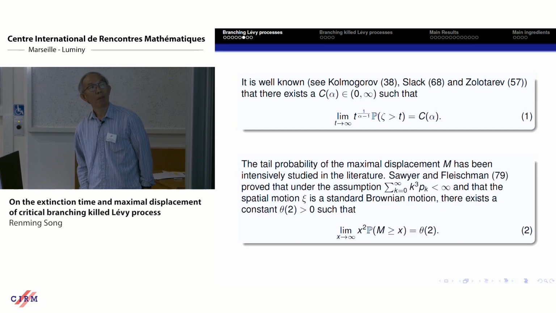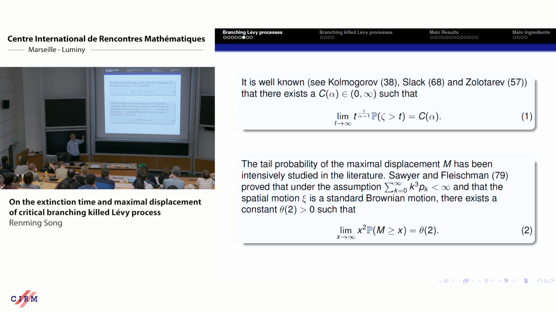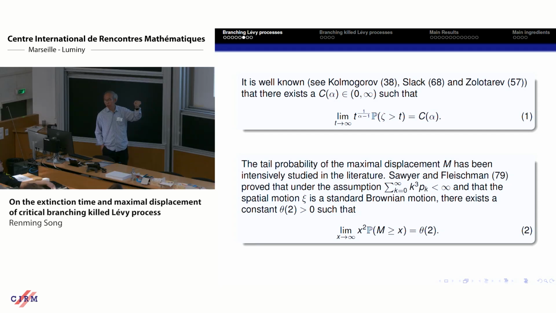Okay, and the tail probability of the maximal displacement M has been intensively studied in the literature. Maybe I should say a few words. This talk is mainly concentrated on the critical case. In the supercritical case, of course, there have been a lot of studies on the asymptotic behavior of M_t at t equal to infinity.